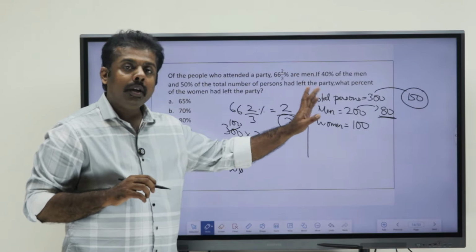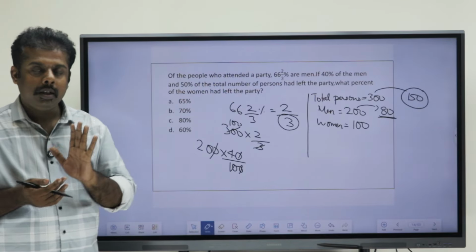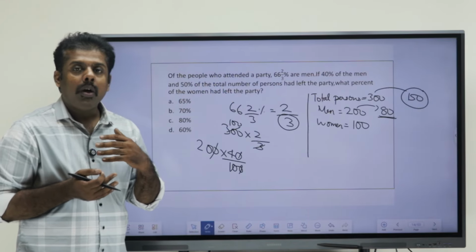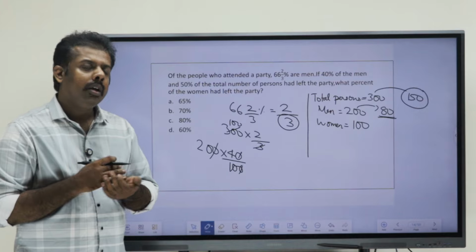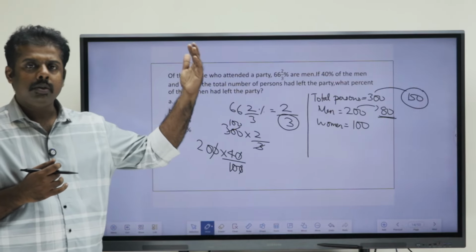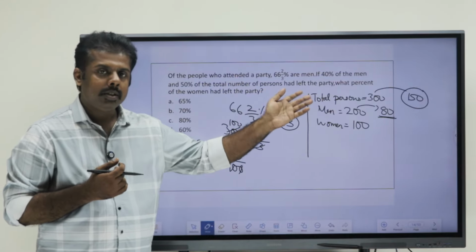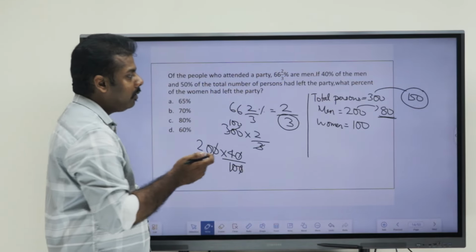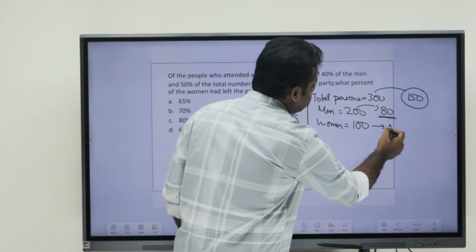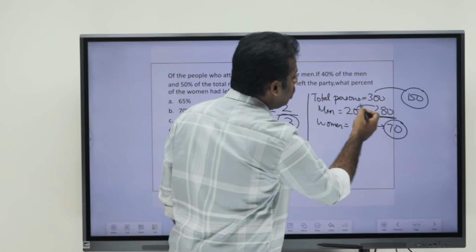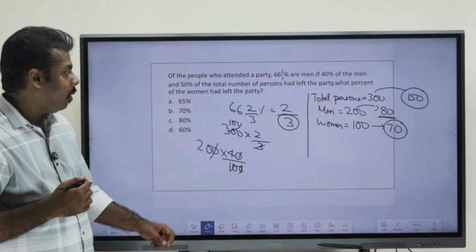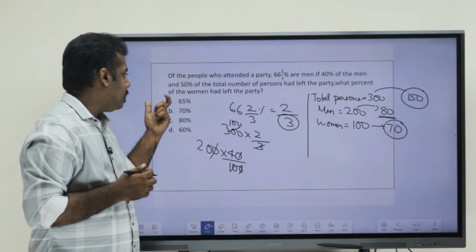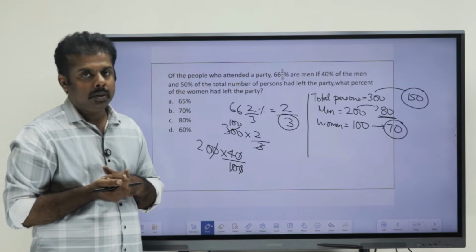Out of that, we already know that 80 are men. So, how many women have left the party? Just take the difference. Total 150 persons have left the party. Of that, if 80 are men, the remaining 70 have to be women. So, 70 women have left the party. Now, what is the final question? What percentage of the women have left the party? That is the question.